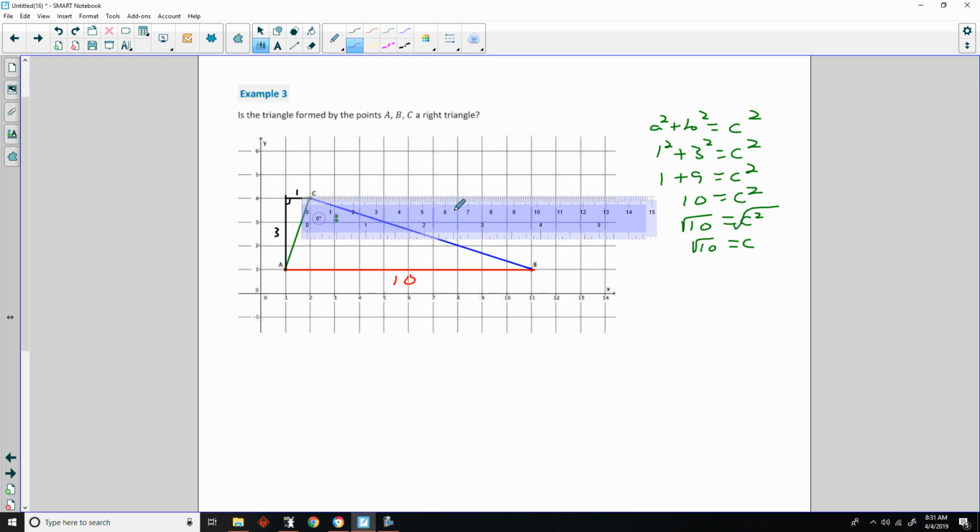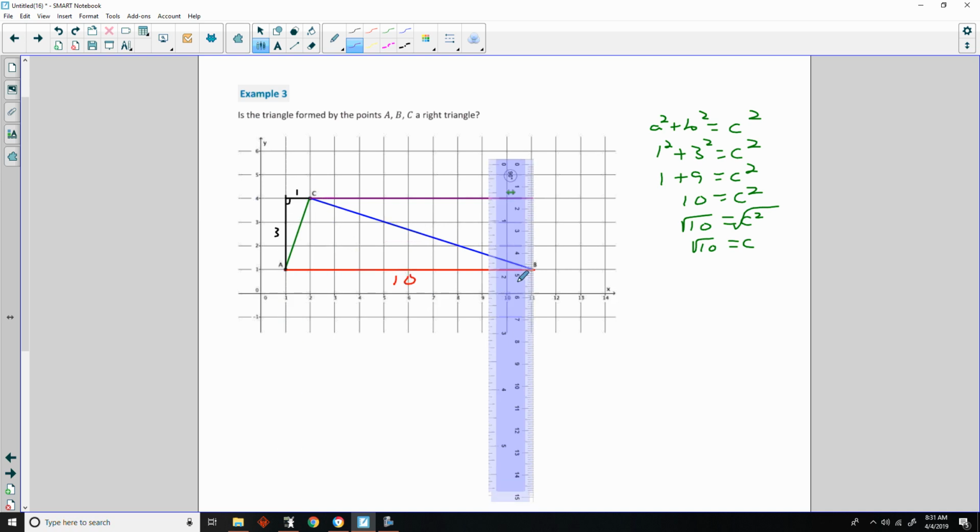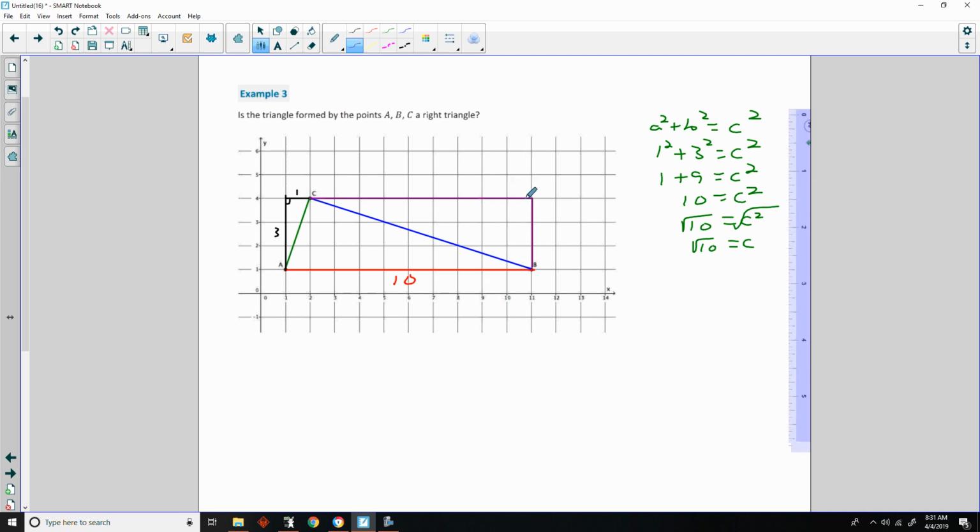I need to find the length of the, or not the blue triangle, but the blue segment. So if I draw a horizontal line over here, rotate this, and bring this over here, I have now formed another right triangle with the right angle right here. So this is a length of 3, and I went from 2 to 11, which is a distance of 9.